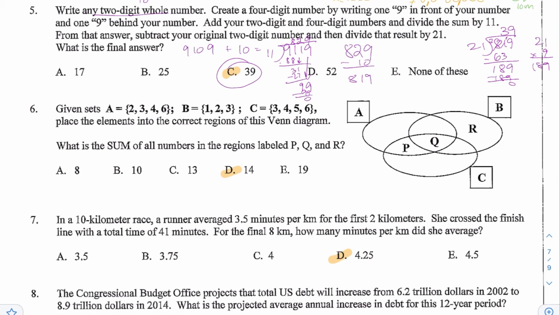Next, for number 6, given sets A is equal to 2, 3, 4, and 6, B is 1, 2, and 3, and C is 3, 4, 5, 6. Place the elements in the correct regions of this Venn diagram. What is the sum of all the numbers in the regions labeled P, Q, and R?